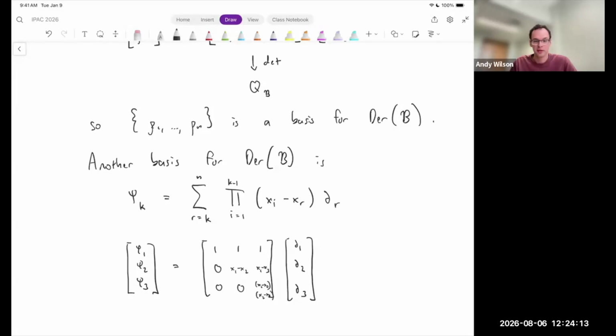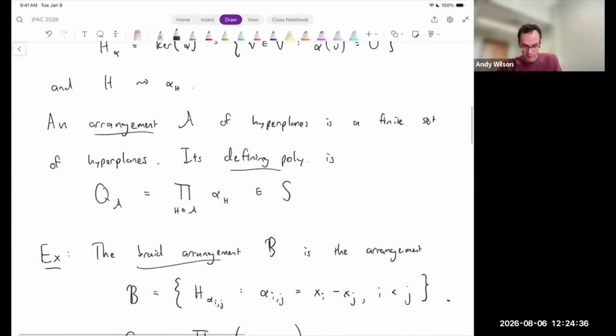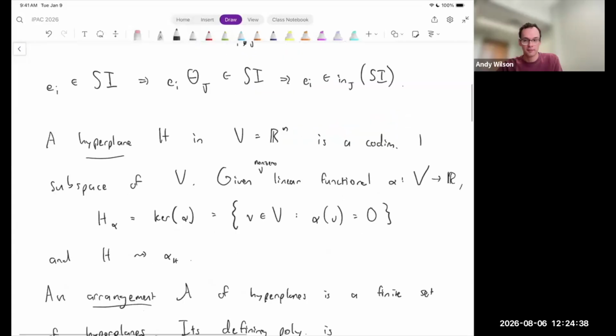Sorry, I got a little squashed there. Something like this should be right. But the point is, it's definitely the right number of things. It's not obvious that they're actually in the derivation module, but you can check it. And certainly the determinant is the Vandermonde determinant again, because now we can just take the product of these things. So this is starting to look a little bit more like these other generators we'd like to say something about, these orange things here.